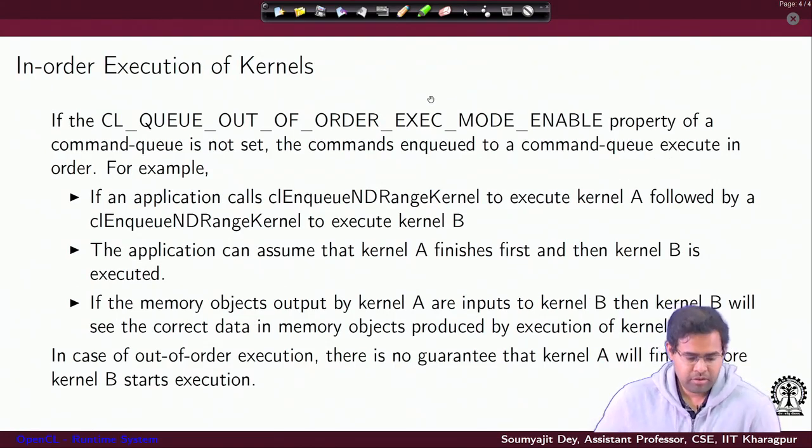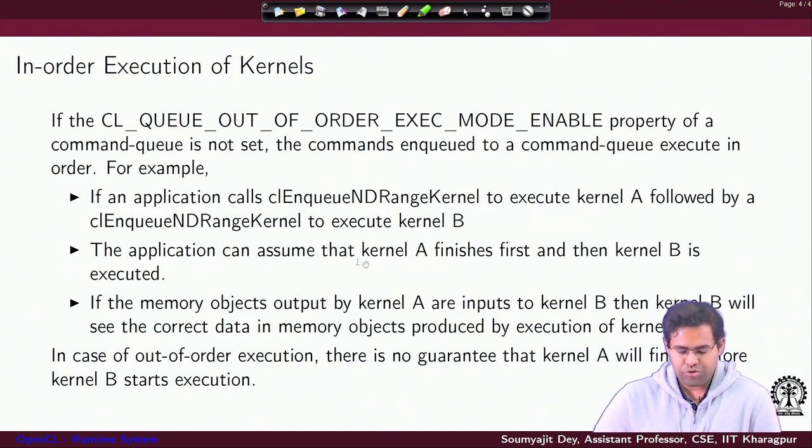So, if we are talking about in-order execution of kernels, then the CL_QUEUE_OUT_OF_ORDER_EXEC_MODE_ENABLE property of the command queue is not set, and the commands enqueued are executed in order. Consider an example. This is the normal in-order execution of kernels we are talking about first. If an application calls clEnqueueNDRangeKernel to execute some kernel A, followed by another call to clEnqueueNDRangeKernel to execute a kernel B, so you have enqueued two kernel launches, A and B.